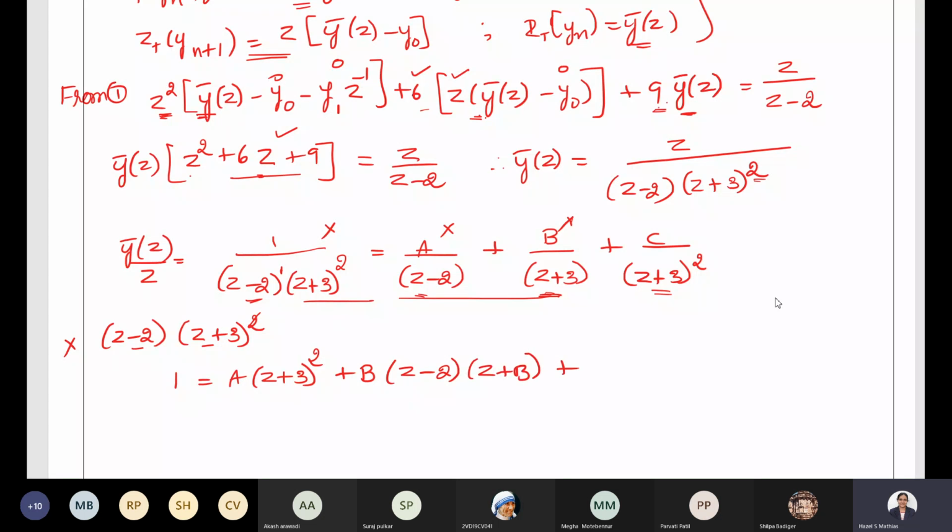So the third expression, when you multiply over here, denominator z plus 3 whole square is there, so z plus 3 whole square gets cancelled, only z minus 2 remains, C into z minus 2.